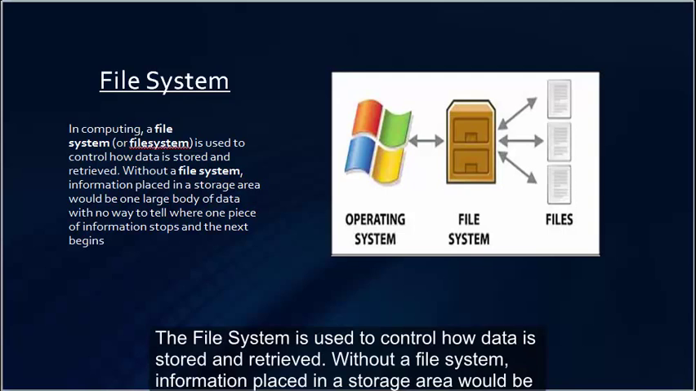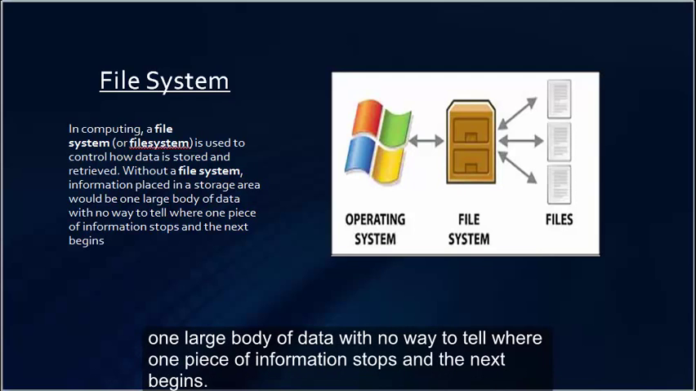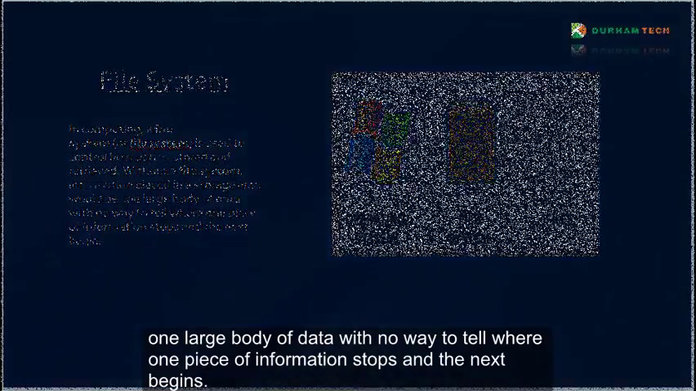Next, the third component will be the file system. The file system is used to control how data is stored and retrieved. Without a file system, information placed in the storage area would be one large body of data with no way to tell where one piece of information stops and the next begins.